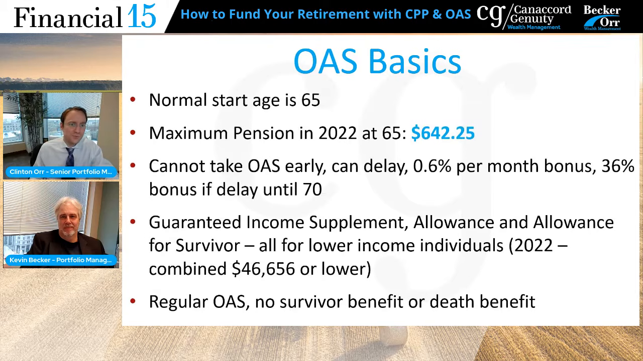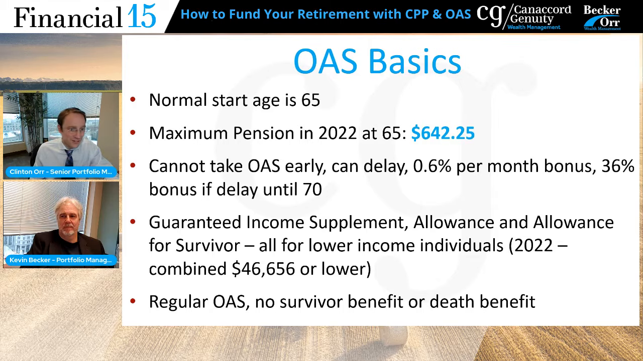And with old age security, most folks do get the max. That would be more common. So in terms of what you expect when it comes to funding retirement, I'd say you could probably expect the max for OAS if you've been in Canada long enough. That's the 642 per month at 65.